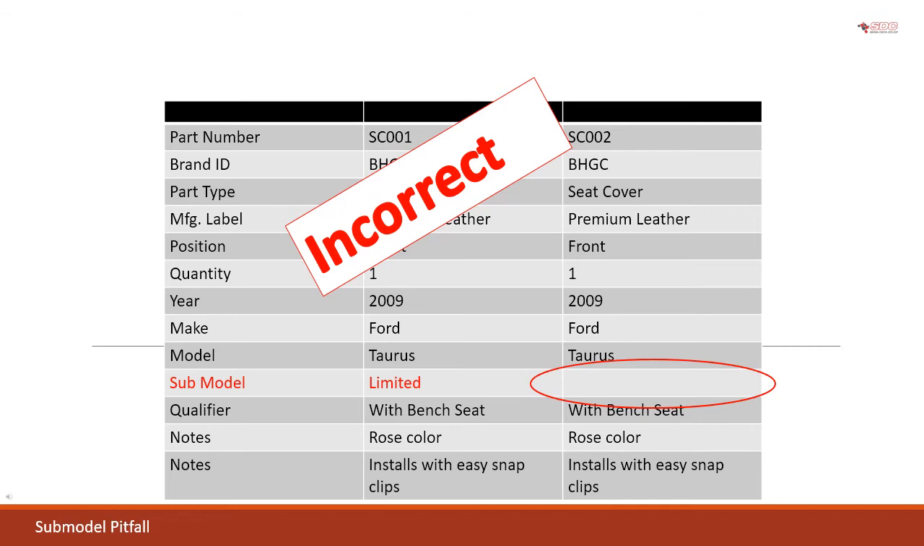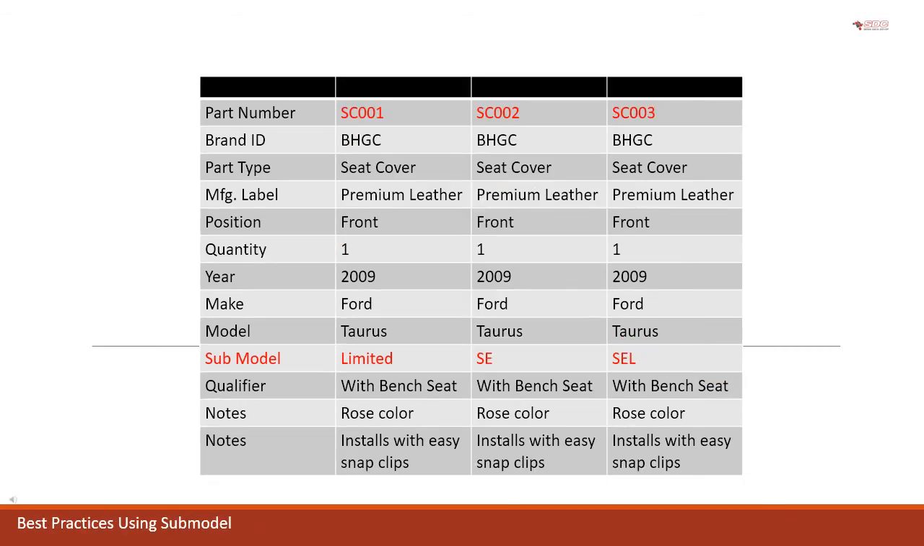We don't want to explicitly state submodel on one application and then not explicitly state it on all of the other applications for that given vehicle. So the rule here is to keep it consistent. If you use a submodel in one application, use it in all of the applications for that part number for that given vehicle. So here's a better example that we can look at. This is the proper approach. We've created an application for each submodel that exists for the base vehicle for that application year.